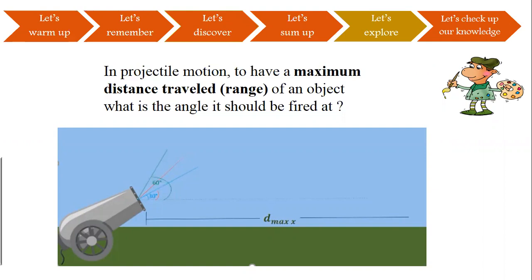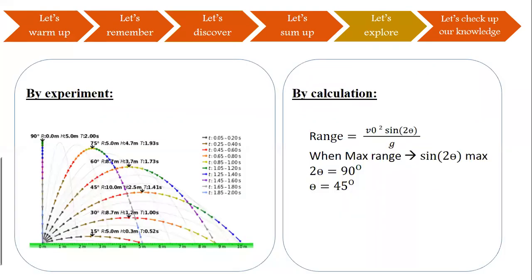Well, we have two methods. The first one is by experiment, and the second one is by calculation. So I'll start with the first one, by experiment. I did the experiment many times. The first one at 15 degrees, the second one 30 degrees, the third one 45, 60, 75, and 90 degrees. And as you can see, the one that gives me the maximum distance, which is 10 meters, is the one done at 45 degrees.